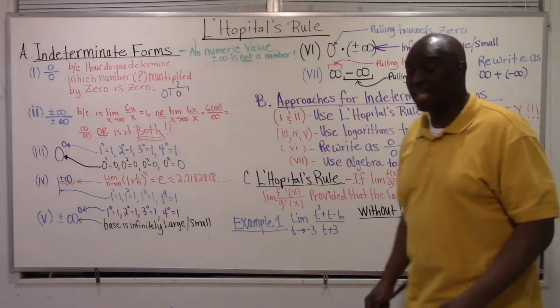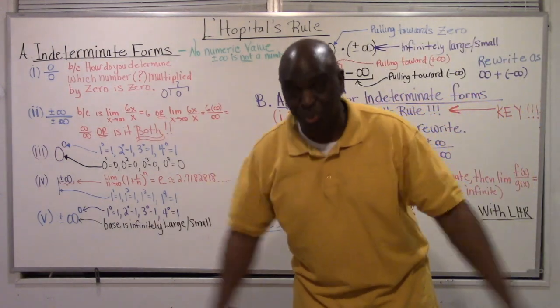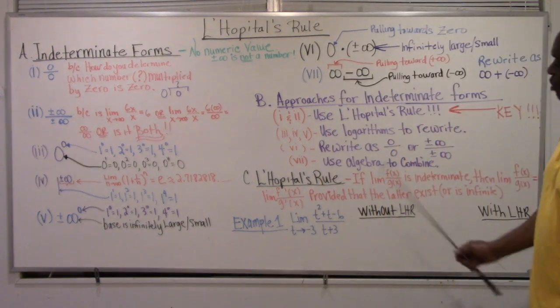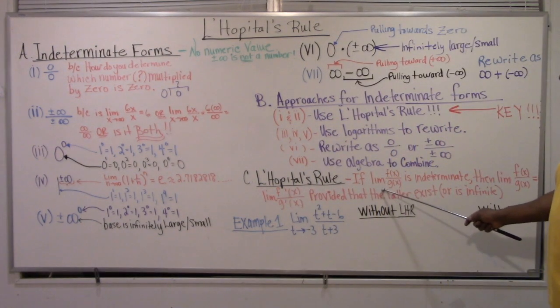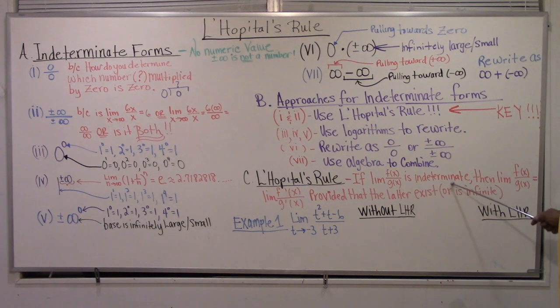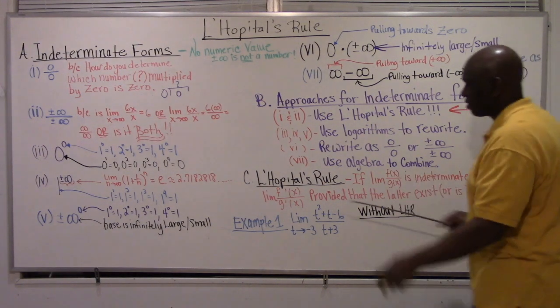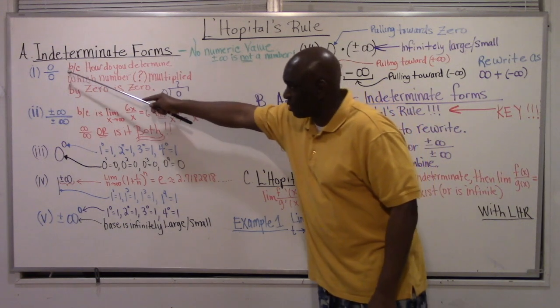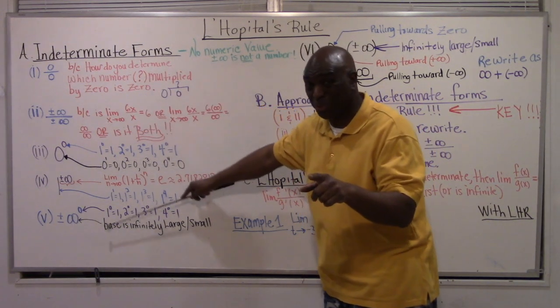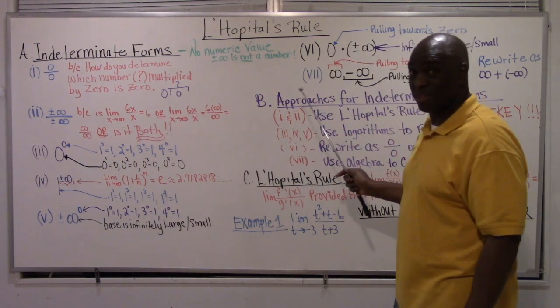With that being said, let's go ahead and define L'Hopital's rule now. Now we can get to the rule. Here we go. L'Hopital's rule. If the limit of f of x divided by g of x is indeterminate, meaning this limit gives us one of these situations, either 1 or 2. That's it. It can't give us 3 through 7.